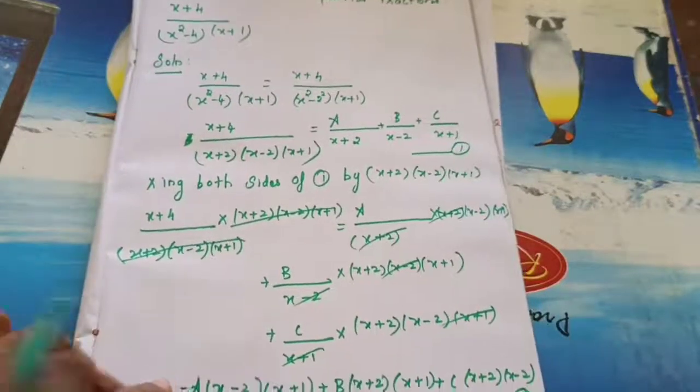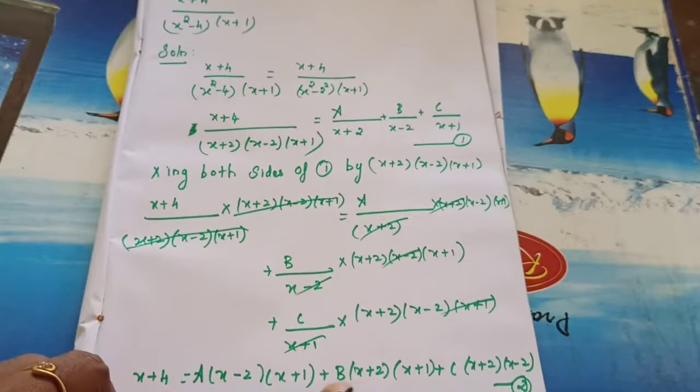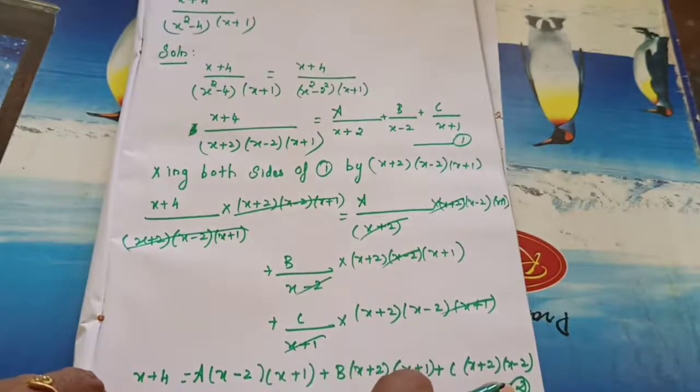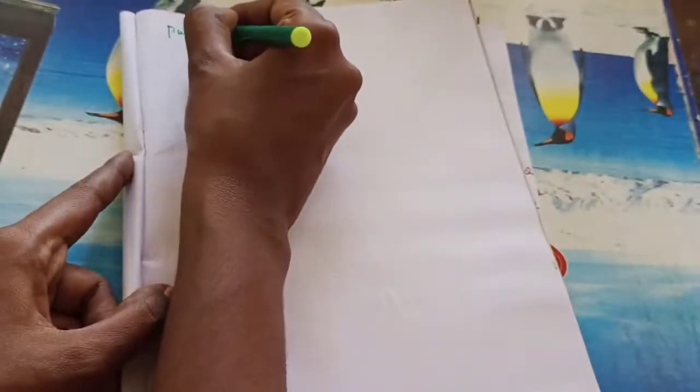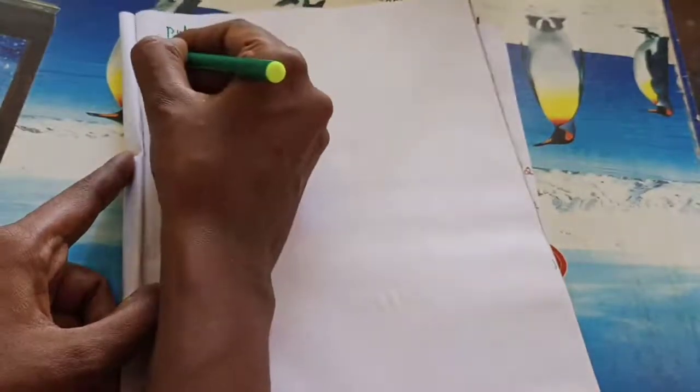Okay. So next, if you substitute minus 2, what will happen? This term and this term will become 0. Yes. So we can substitute minus 2. So that's what we can do: put x equal to minus 2. Substitute in equation number 2.